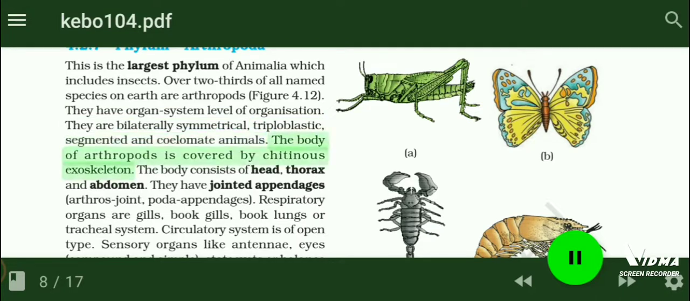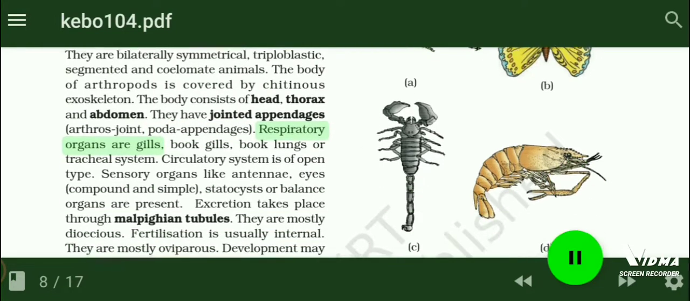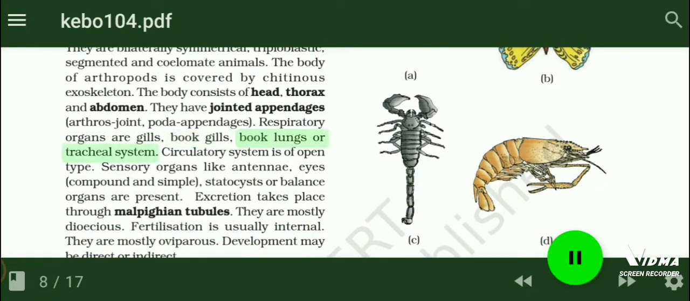The body of arthropods is covered by chitinous exoskeleton. The body consists of head, thorax and abdomen. They have jointed appendages (arthros, joint; poda, appendages). Respiratory organs are gills, book lungs or tracheal system. Circulatory system is of open type.